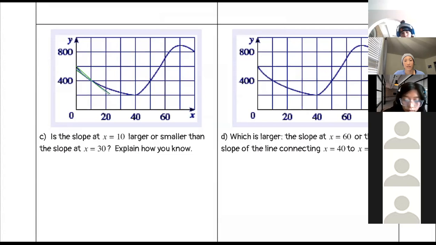All right. Now let's pause here for a moment before we look at the slope at 30. But at x equals 10, tell me about the slope. Is the slope positive? Is it negative? Is it 0? Let's just kind of start there. What would you say about the slope at x equals 10? Okay, that it's a negative slope. Okay.